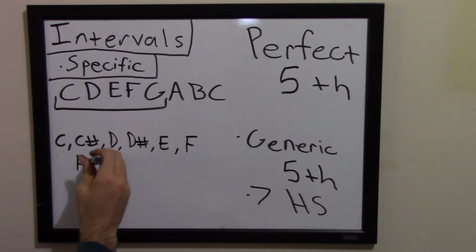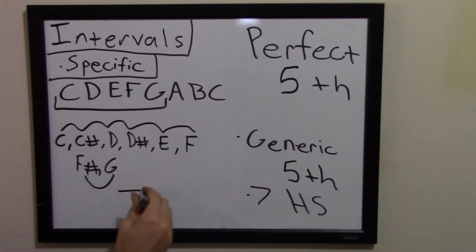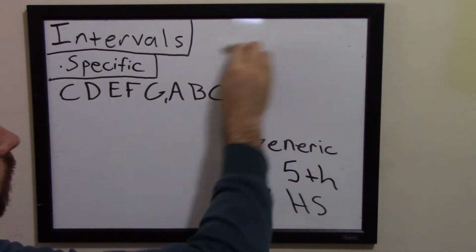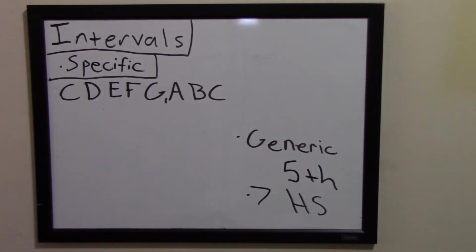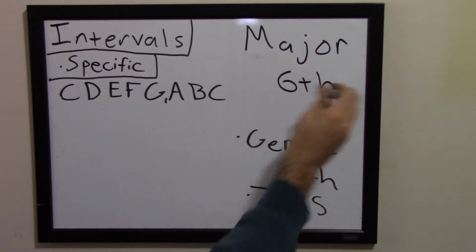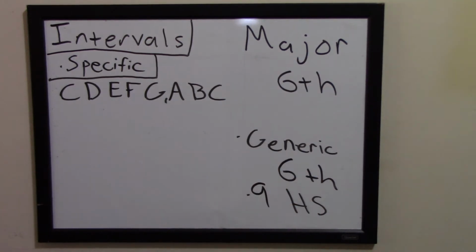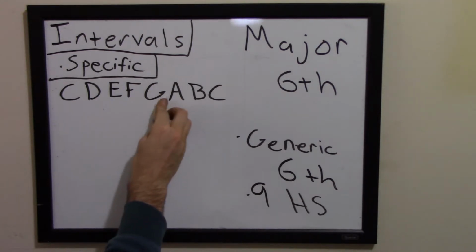C, C sharp, D, D sharp, E, F, F sharp, G. Moving on to our sixth. Now we're back to major. We have a major sixth that is a generic sixth that consists of 9 half steps. And yes, we see that in the major scale as well.